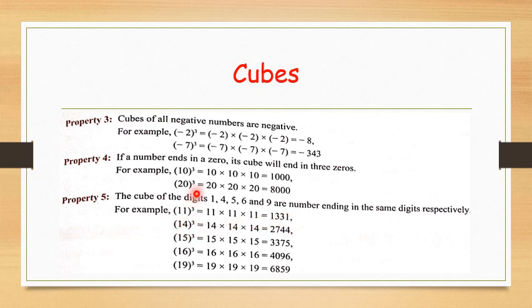Similarly, the cube of 14 is 2744. Now 14 is ending with 4, its cube is also ending with 4. 15 ends with 5, its cube also ends with 5 only. 16 has unit digit 6, then its cube also has 6 at the unit place. 19 has 9 only. So any number ending with 1, 4, 5, 6 or 9 at its unit digit, then its cube also has the same digit at its unit place.